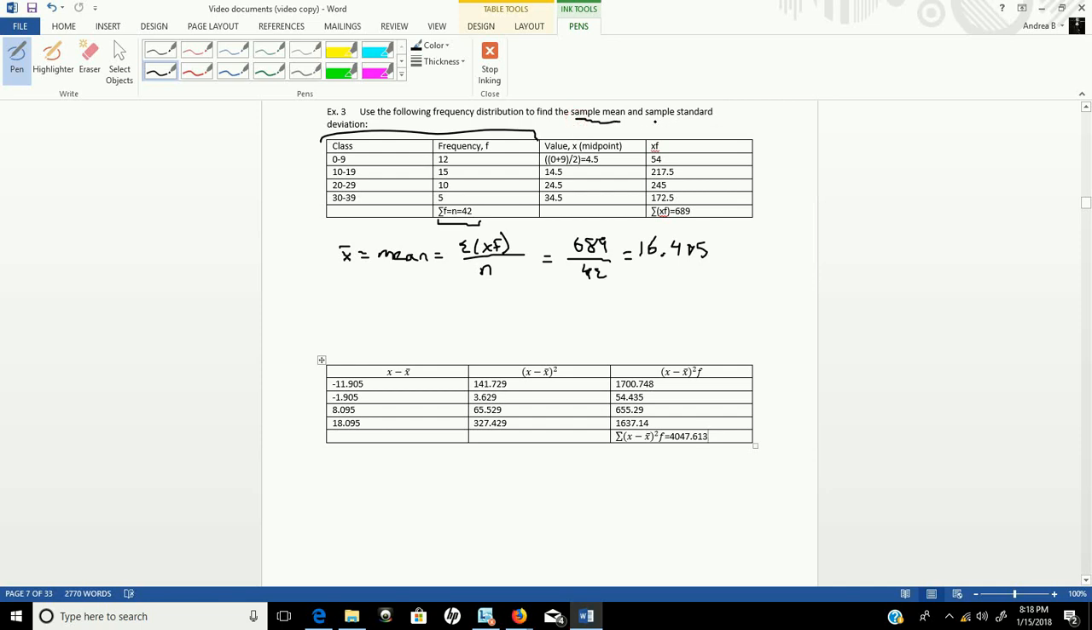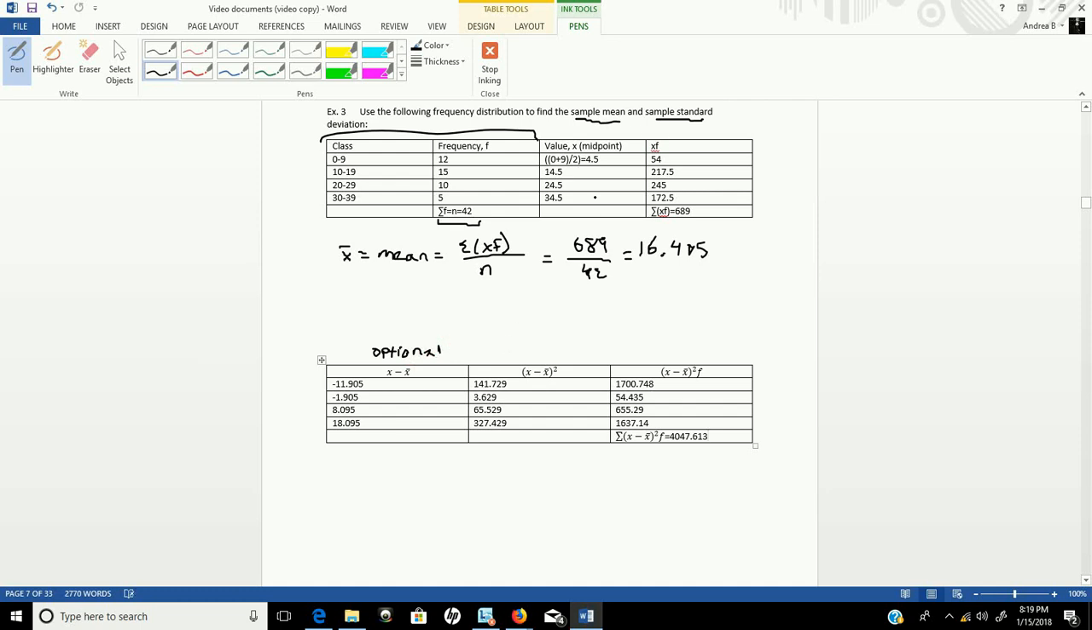Once you have the sample mean, we can then go about finding our sample standard deviation. It's similar, once again, to what we did in example 1, where we do our deviation, our value minus the mean, and then square it. Once again, this column here would be optional. You could definitely go through and just do the subtraction and square it all in one step as well.